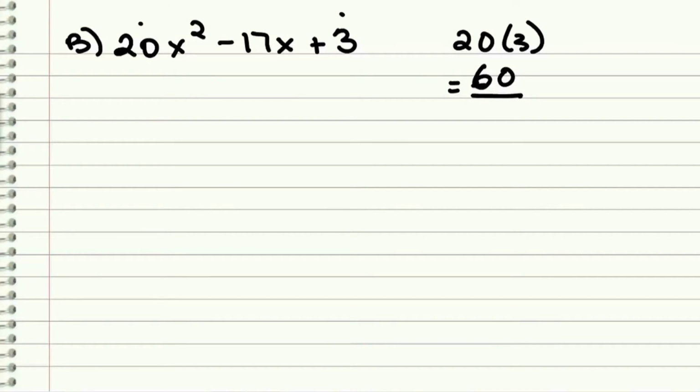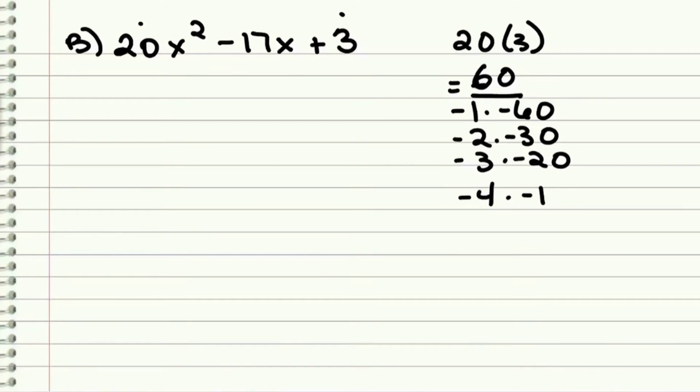But it adds to a negative 17. So to multiply to give us a positive, but add to give us a negative, we would have 2 negative factors. So let's see, negative 1 times a negative 60, negative 2 times a negative 30, negative 3 times a negative 20, negative 4 times a negative 15, negative 5 times negative 12. I'm spreading out here a little bit. Negative 6 times negative 10.